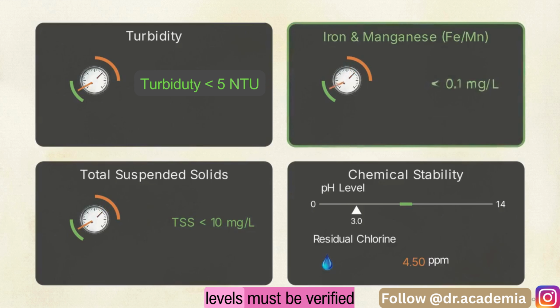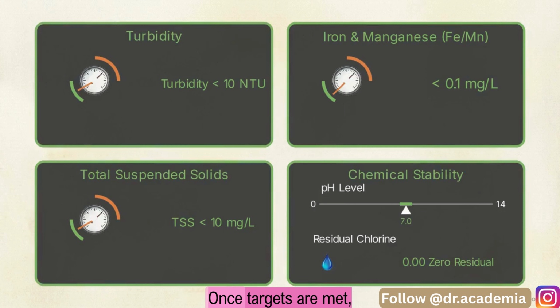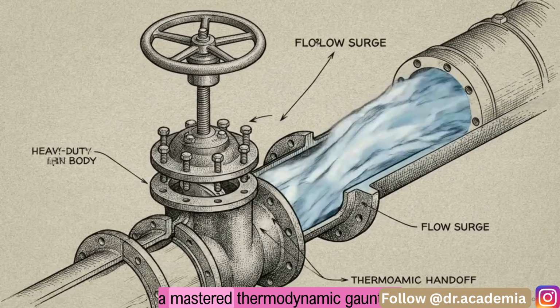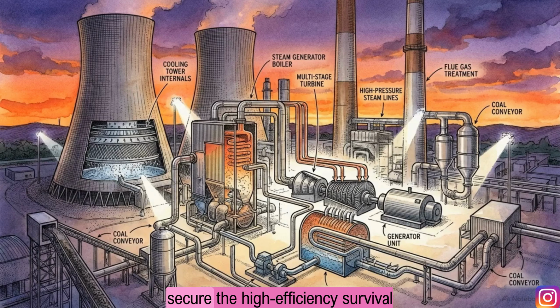Iron and manganese levels must be verified below the 0.1 milligram per liter threshold. Finally, the pH must be stabilized between 6.5 and 7.5, with all residual chlorine removed. Once targets are met, the water is released into the demineralization plant. The pre-treatment plant is a mastered thermodynamic gauntlet, stripping natural chaos from the water to secure the high-efficiency survival of the power station.